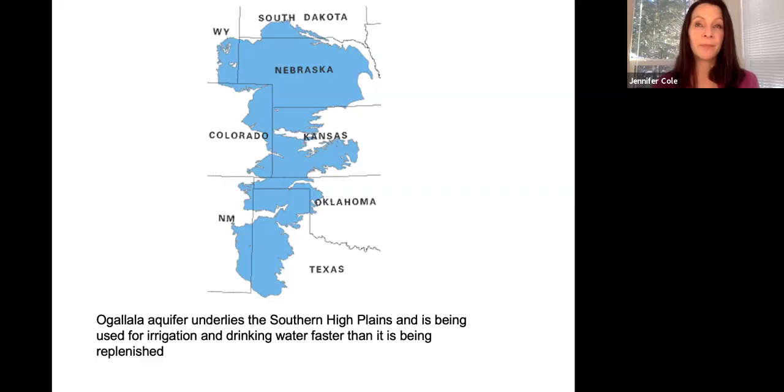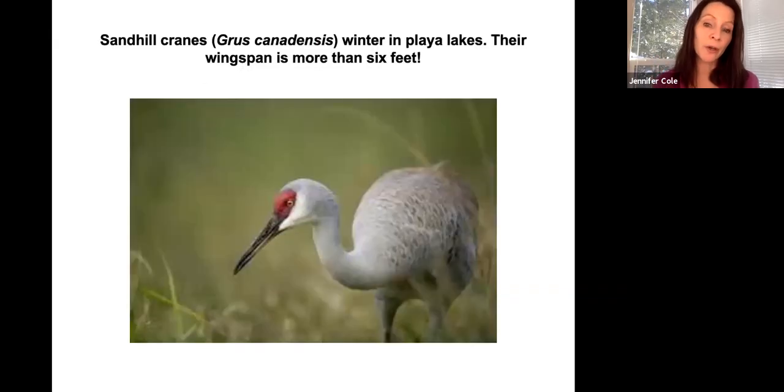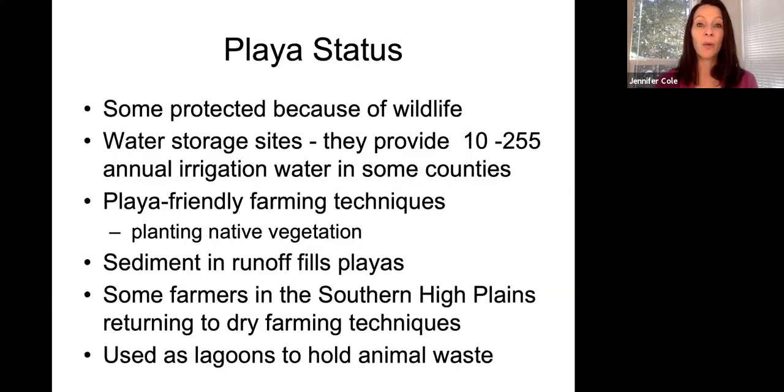And we're currently taxing the Ogallala Aquifer at a rate that is unsustainable. We're taking water out of it for agriculture and drinking water faster than it's being replenished. So these lakes are important and we should keep them intact because they are serving to help us with our water quality. This is an enormous crane. The wingspan, more than 6 feet. Sandhill cranes, they are found in these lakes. We're trying to protect them because of the biodiversity that's there and because of their ability to provide irrigation water.